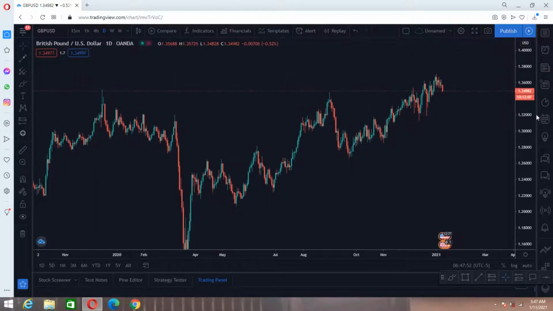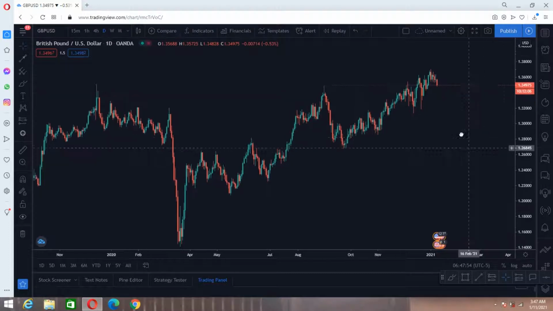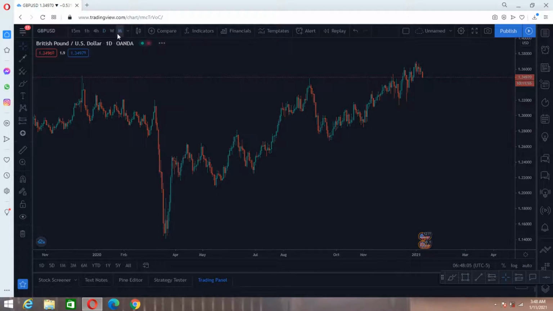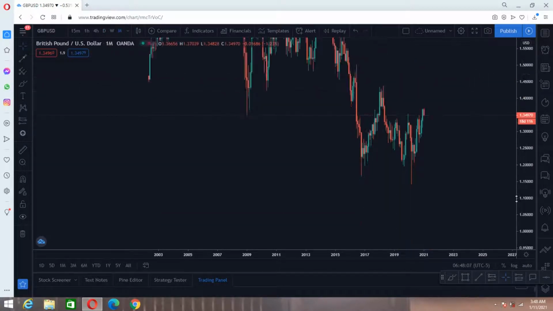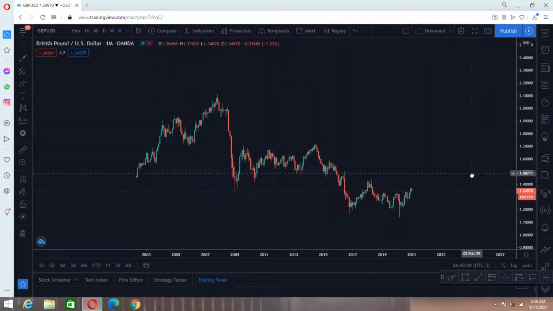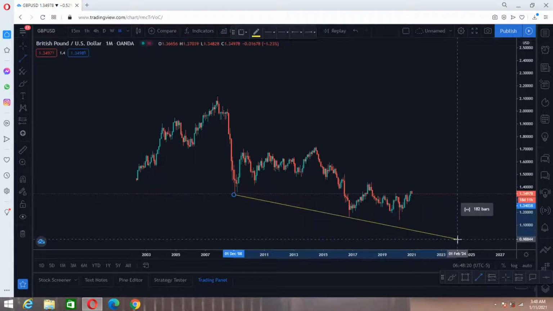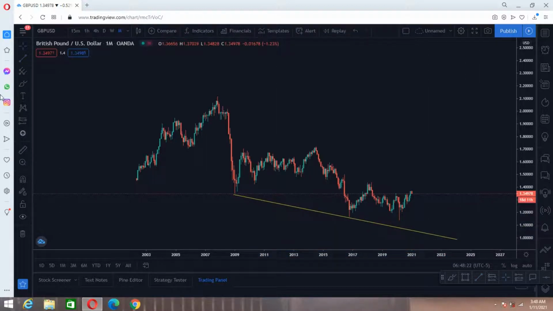As you can see, without analyzing yet, this is a reversal pattern for the daily time frame. Let's just go. I'll come back to the daily time frame. But as you can see, this is a continuation pattern. Let me just show you. So that means it's correcting here.